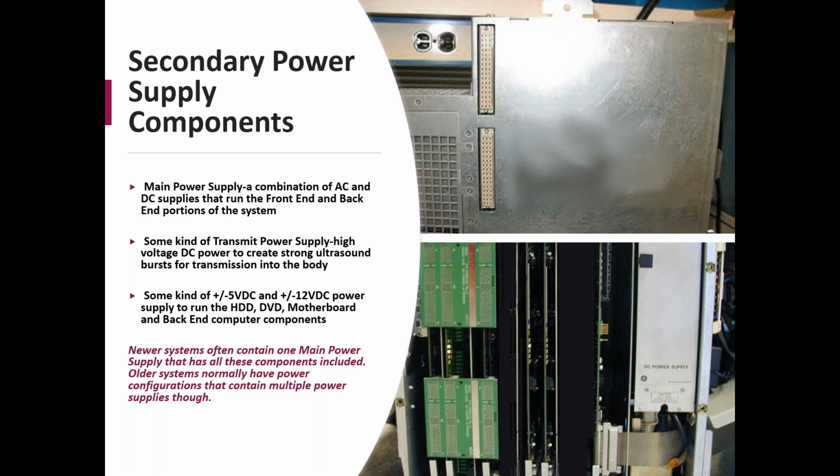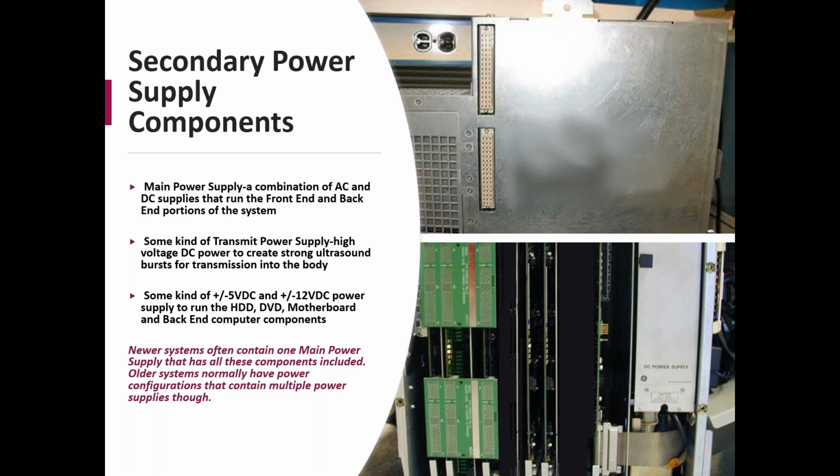So in the secondary portion of your power supply, you normally find a main power supply of some kind, which can be a combination of AC and DC supplies that run the front end and back end portions of the system. There's normally some kind of transmit power supply or high voltage power supply that's the bias to create a strong ultrasound burst for the transmission into the body.